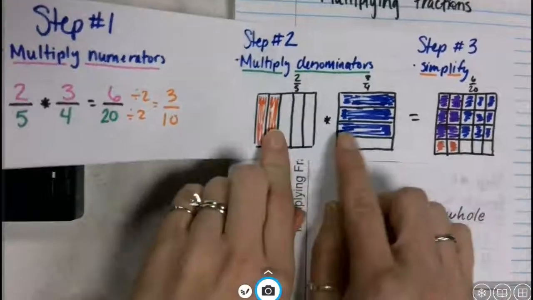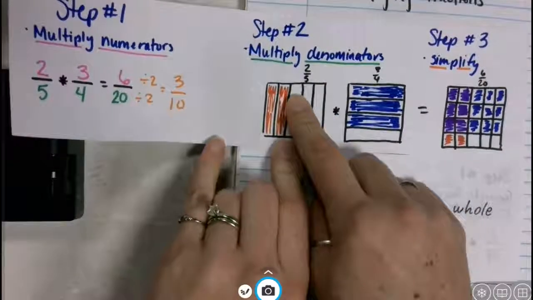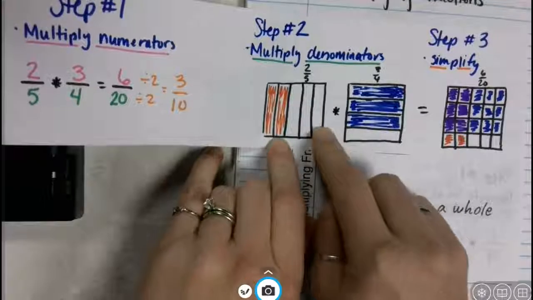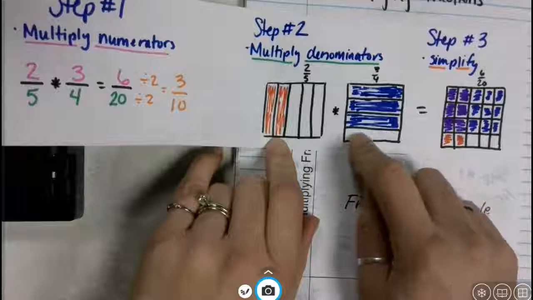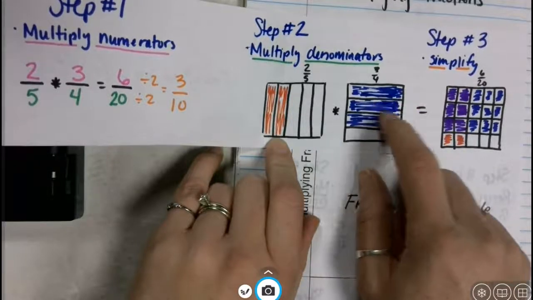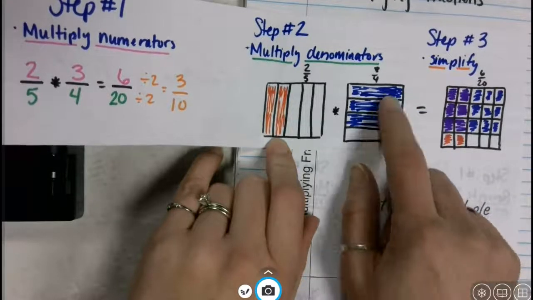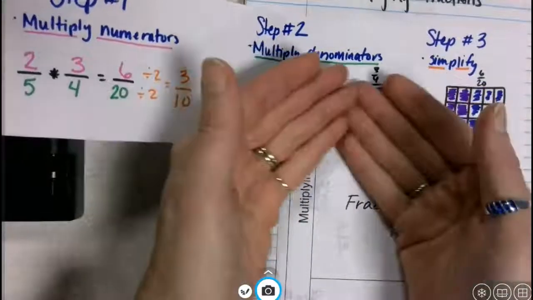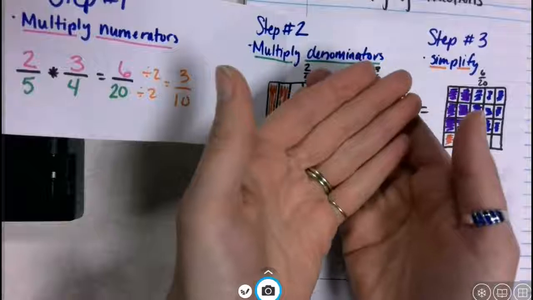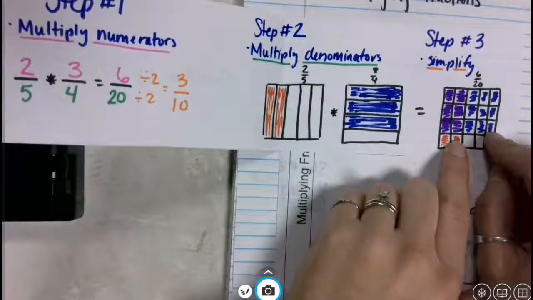Here you see I've got my 2 wholes. My first one is 2/5. I cut my whole into 5 equal pieces, and 2 of them are shaded. And I'm multiplying that times 3/4. This piece is cut into 4ths, and 3 of them are shaded. When I multiply them, it's like I'm sliding these 2 pieces on top of each other and combining them. This is what it would look like.